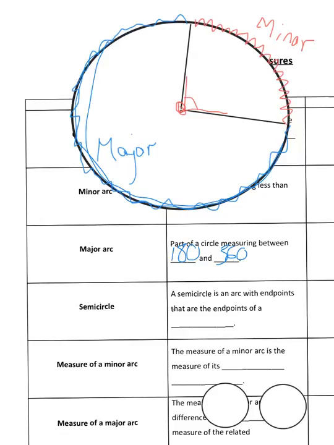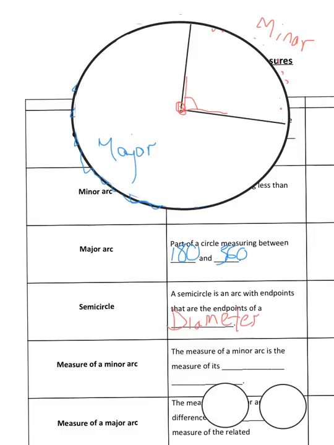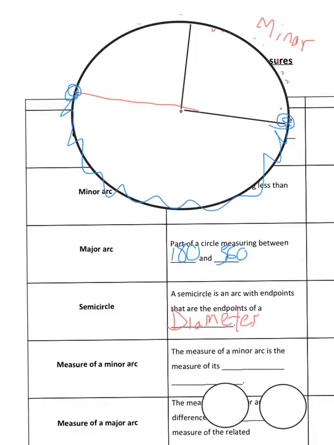And next, obviously, a semicircle is an arc whose endpoints are the endpoints of a diameter. Semicircle goes halfway around as opposed to a major or a minor. So if I were to draw a diameter in my circle up here, we'll continue this radius across, then my semicircle would have these two endpoints here. Here's my semicircle in blue.